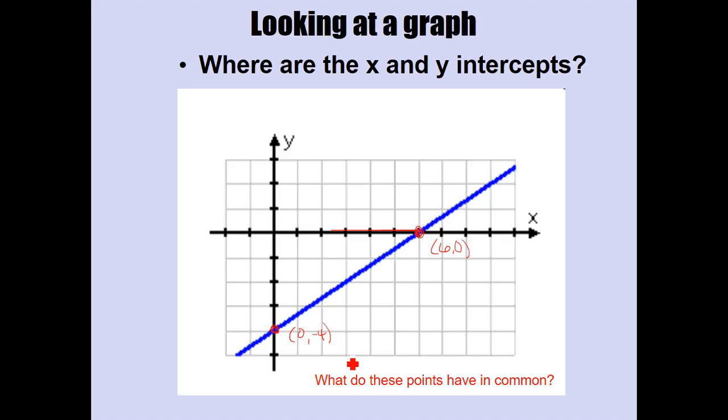What do those 2 points have in common? Well, they have different values, right? 6 and negative 4, but they both have a 0 as part of their coordinate. For the x-intercept, the 0 is in the y spot. For the y-intercept, the 0 is in the x spot. So because of that, we can use that understanding to help us graph using x and y intercepts.